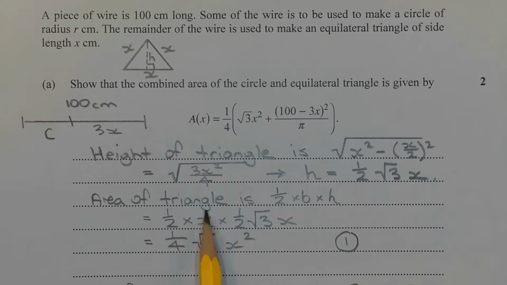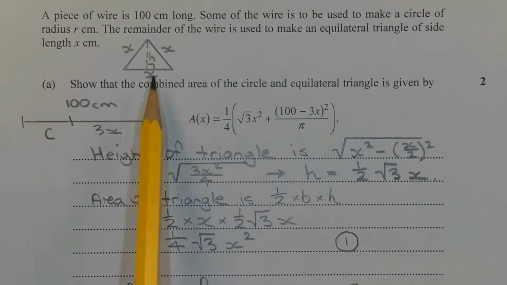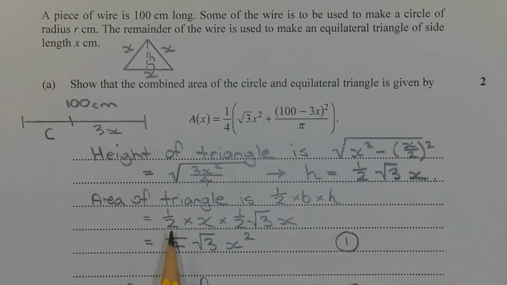To find the area of the triangle, we use the formula half times base times perpendicular height. Now the base of the triangle is x, and we know the height. So half times x times half times root 3 times x gives us 1 over 4 times root 3 times x squared. And we'll call this expression number 1.